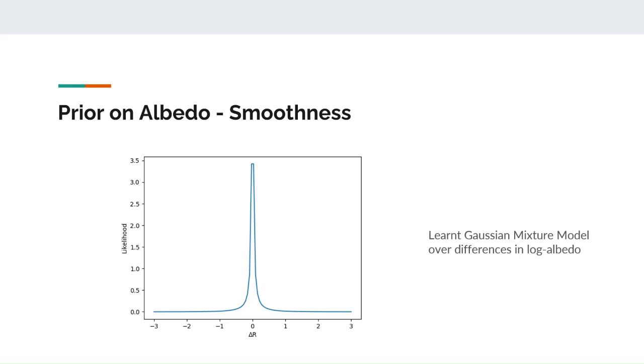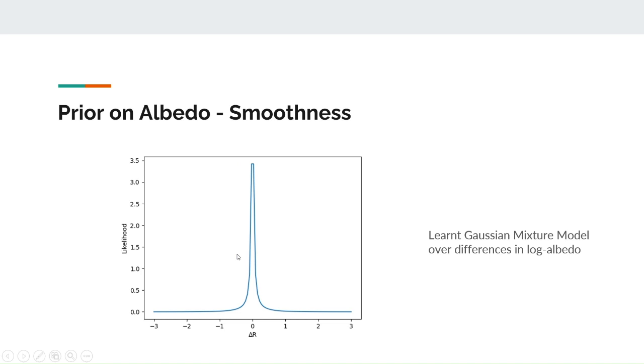So the first one is prior on albedo, and this essentially arises from the observation that natural images are generally smooth. So what I've done here is learned a Gaussian mixture model over the differences in the log albedo. This is a heavy-tailed function. As you can see here, this is the learned Gaussian mixture model, and it peaks at a difference of 0, which is to say that in most cases there is no difference in adjacent albedo values.